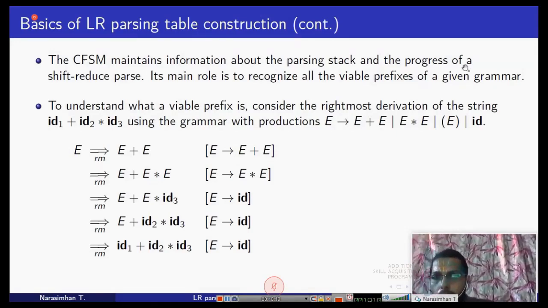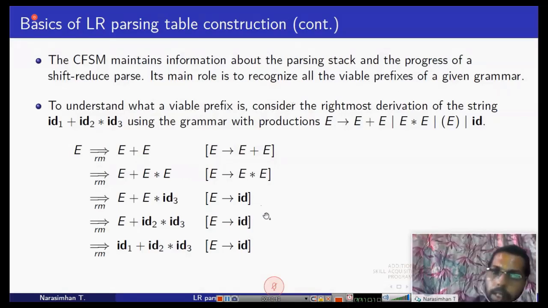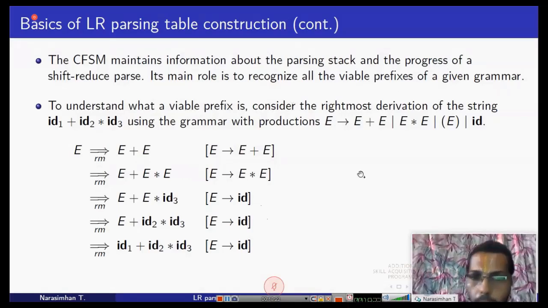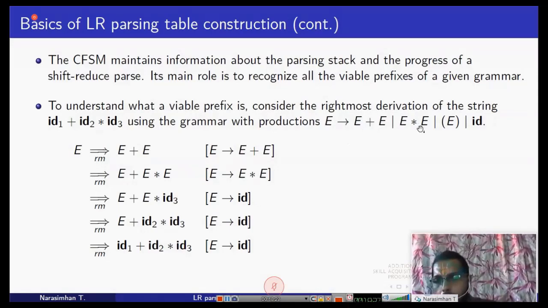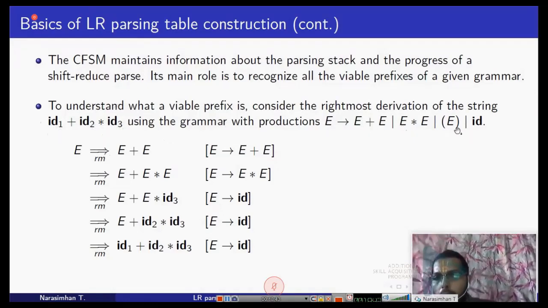So you are seeing a new term, a viable prefix. Let us see what this viable prefix is. To discuss it, let us take an example. You have a grammar with the productions E gives E plus E, or E star E, or parenthesized E, or ID. You have 4 productions like this. Let us try to derive the string ID1 plus ID2 star ID3 using the production rules.